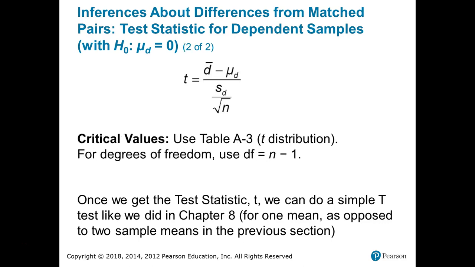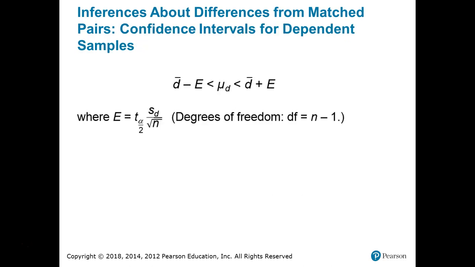Critical values, similar concept. Degrees of freedom is n minus 1, table A3 for the distribution. And your confidence interval right here is a simpler one than the previous section. We just have d bar minus the margin of error as the lower limit, and d bar plus the margin of error as your upper limit, with your null hypothesis being in the middle. And here is your equation for your margin of error.